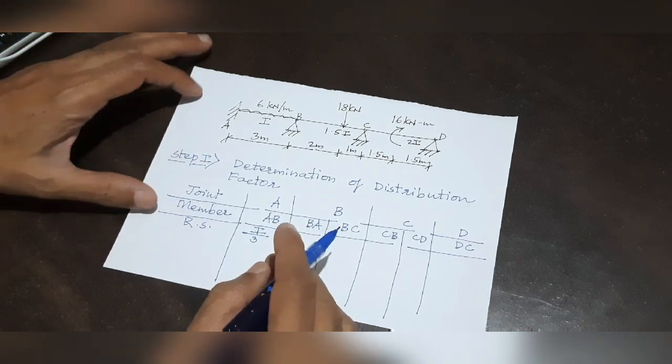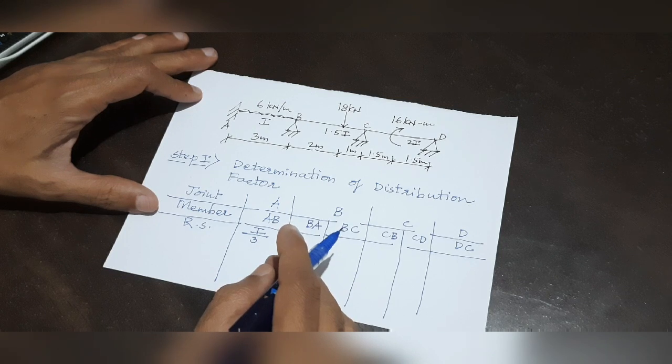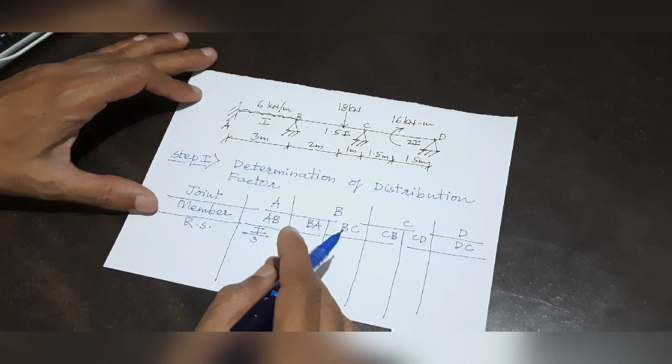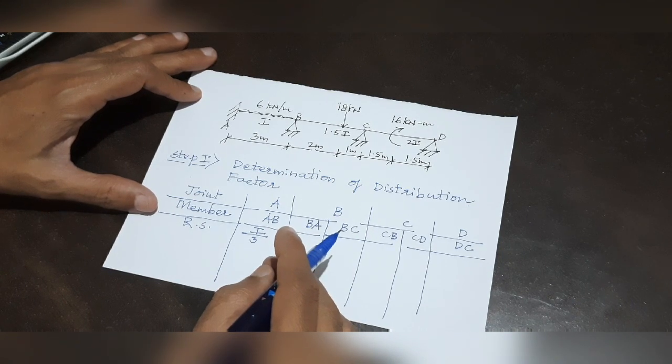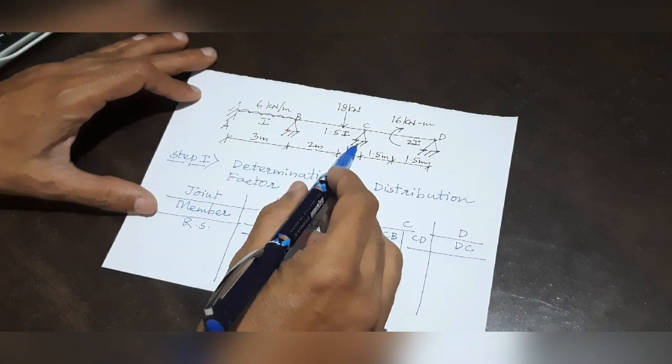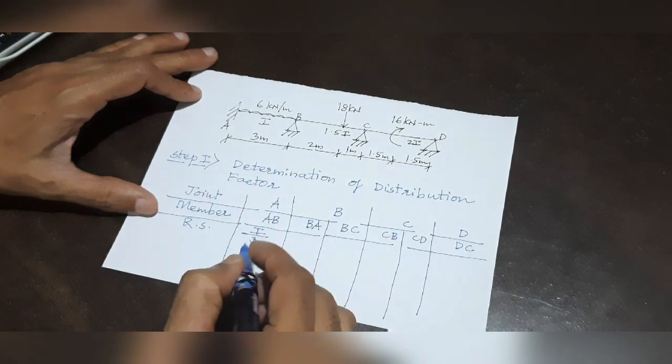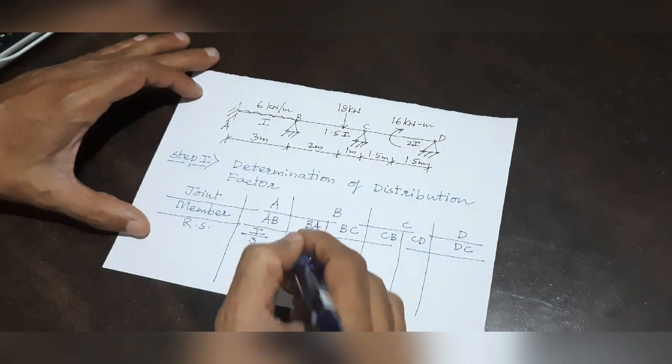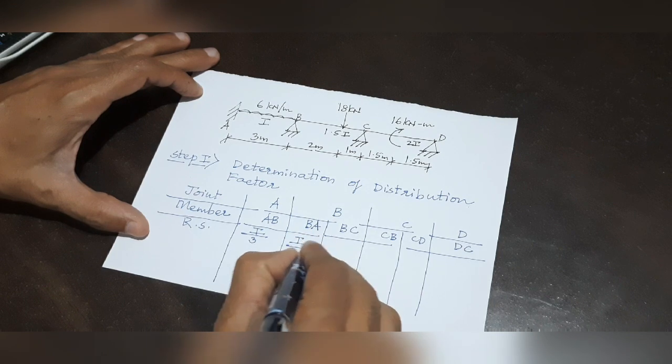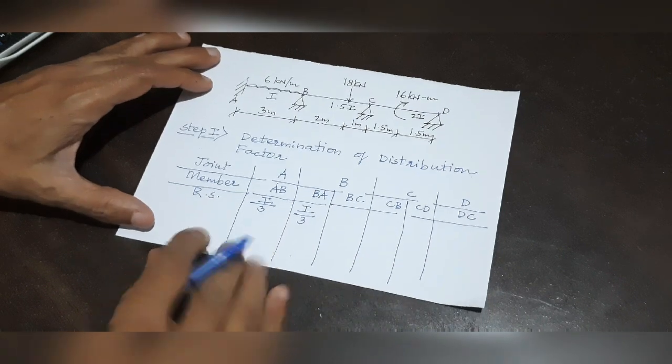The rule for relative stiffness is, if neither end is hinged, it is I by L. If either of the ends is hinged or roller, it is 3I by 4L. But all the internal joints are considered to be fixed, and that is why it is I by 3. Similarly, AB and BA are the same members, so relative stiffness for BA is also I by 3.